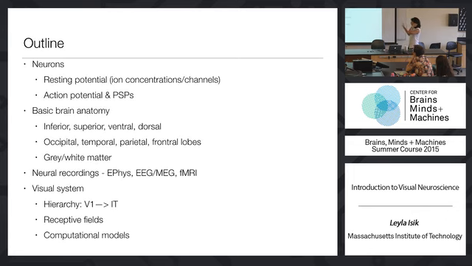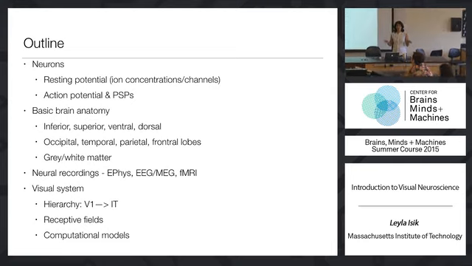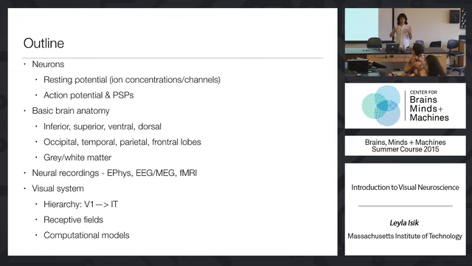Just to give you a brief outline, first we'll talk about the basics of neurons and their firing, basic brain anatomy, how people measure neural activity in the brain, both invasively and non-invasively, and then a brief rundown of the visual system. This is a neuron.